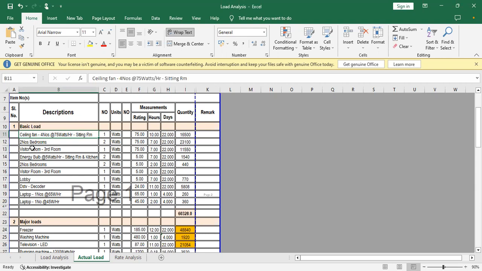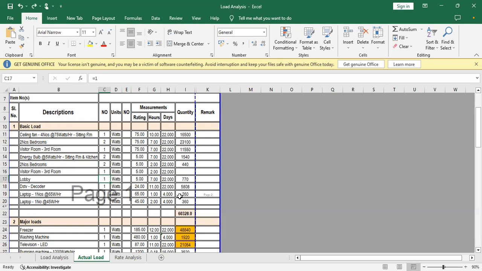So if you take visitor room, this visitor room may not always have visitor. So this may not be there at all time. But in case we have visitor, we have to also compute it along. Then the other 2 rooms, 2 numbers for 75 watts. So you compute all this. The same thing applies for your energy saving bulb. So we have 6 number of them, including 2 into kitchen and sitting room, 2 into bedroom, 1 into visitor room, and 1 into lobby.